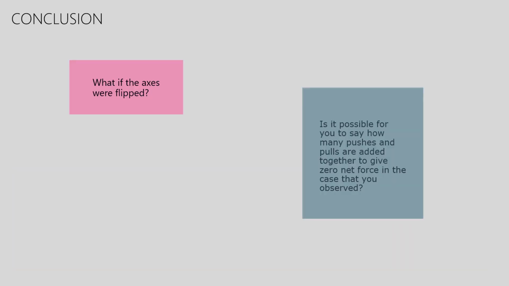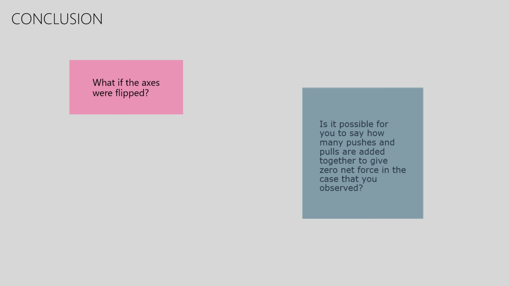Now to address some important questions. What if the axes were flipped? Well, the situation would be pretty similar, except the position versus time graph would be reflected about the x-axis, so it would have a negative slope.